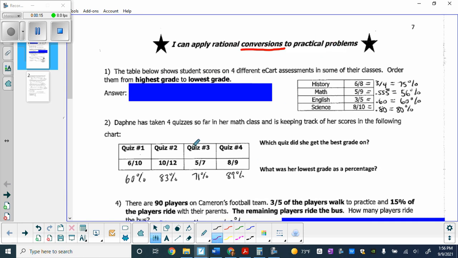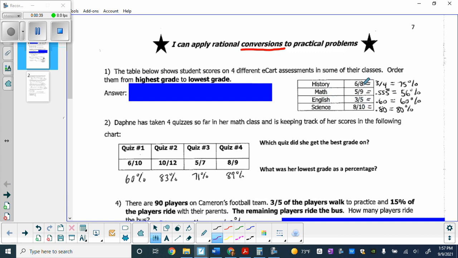So the very first one we have here is a table, and it shows 4 different assessments in some classes. We've got a history score. So imagine these are quiz grades. We've got a history grade, math, English, and science. In history class, it looks like this person got a 6 out of 8. Math, they got a 5 out of 9. In English, they got a 3 out of 5 on something. And in science, they got an 8 out of 10.